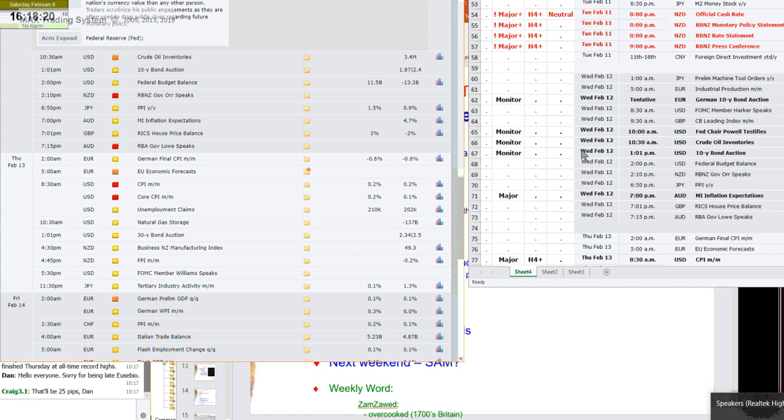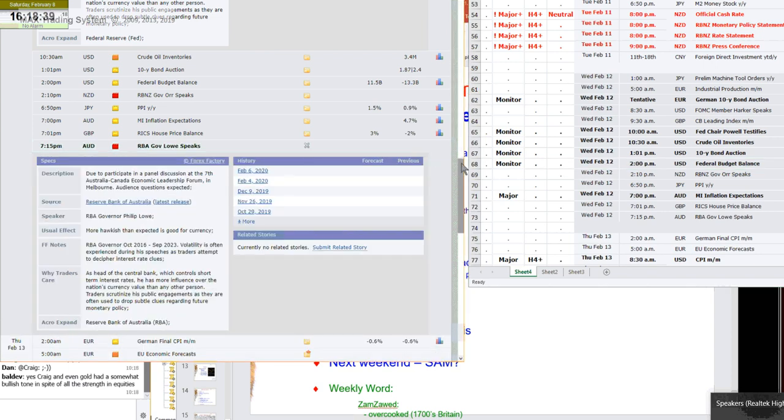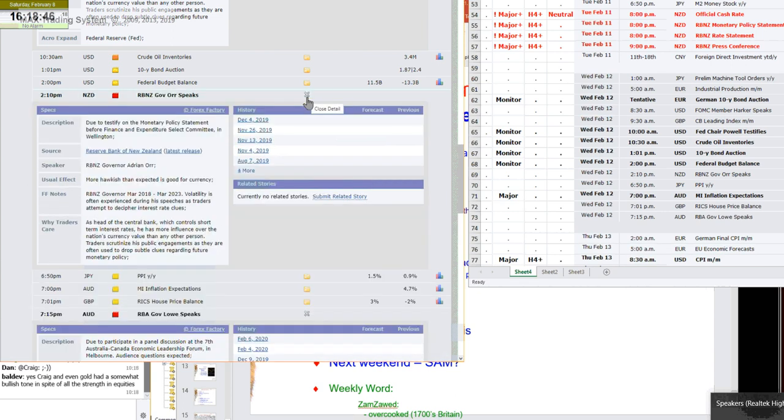Then monitor the crude oil inventories for those of you who trade crude oil, the 10-year bond auction for the US dollar, and I will monitor the federal budget balance. Then we have someone talking, probably also at 2:10 p.m. Due to testify on the monetary policy statement before finance and expenditures. So we have to monitor it, indeed.